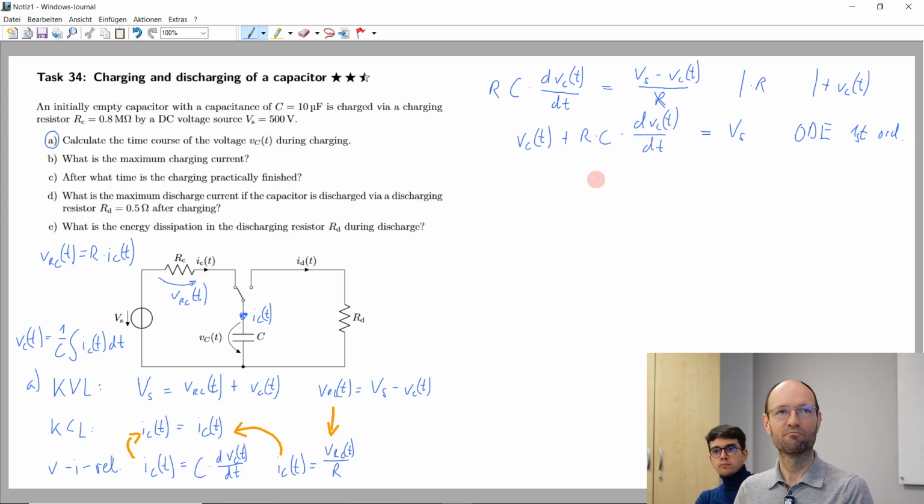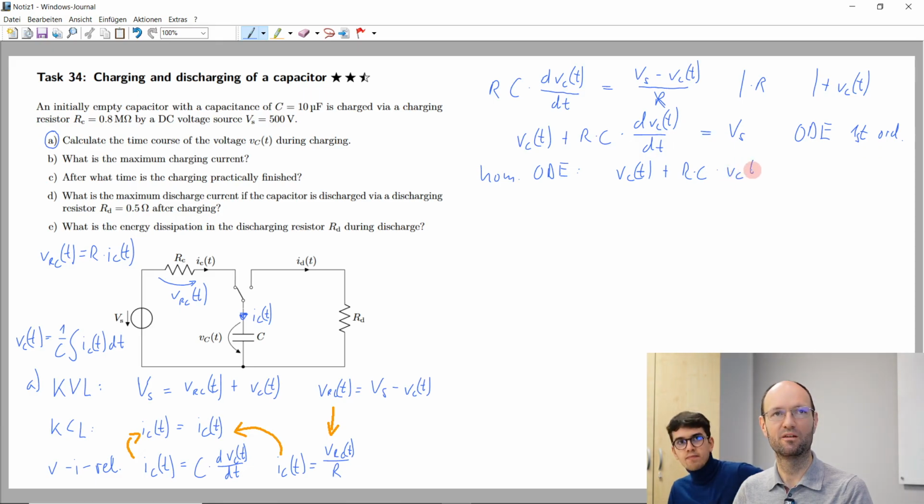Okay, so even if this is an inhomogeneous equation, we will start with the homogeneous solution first. So let's take a look at the homogeneous ordinary differential equation first. And this is voltage plus R times C times, and now I will save some space by writing this with a dot, this is the first time derivative, and this now should be 0.